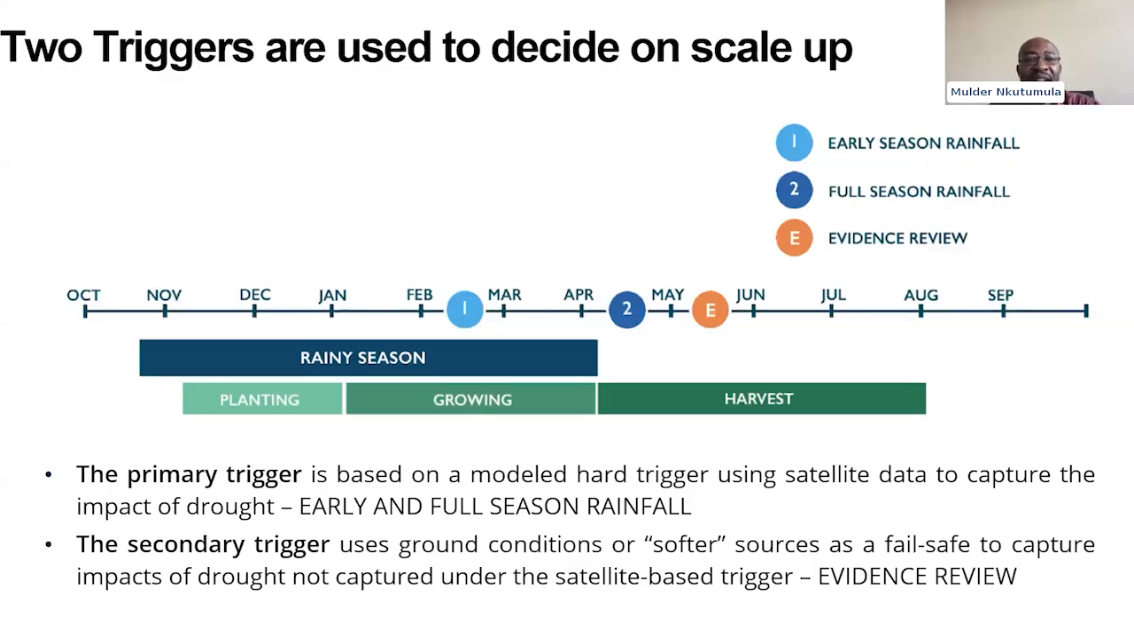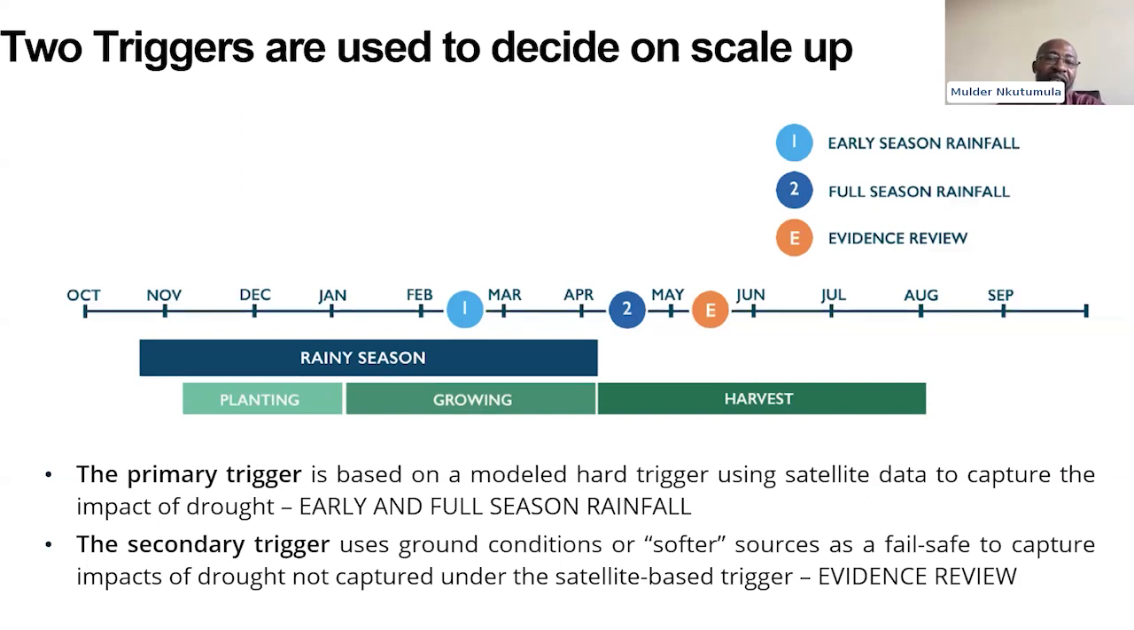It covers what we call the early season up to the full season. The early season starts in November and ends by 10th April. So we monitor the rain patterns. After monitoring the rain patterns, if any of the 8 districts triggers within that period, immediately we disburse the funds.